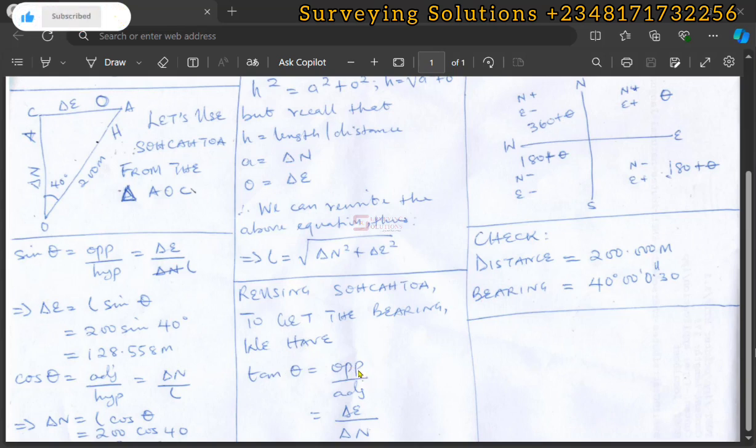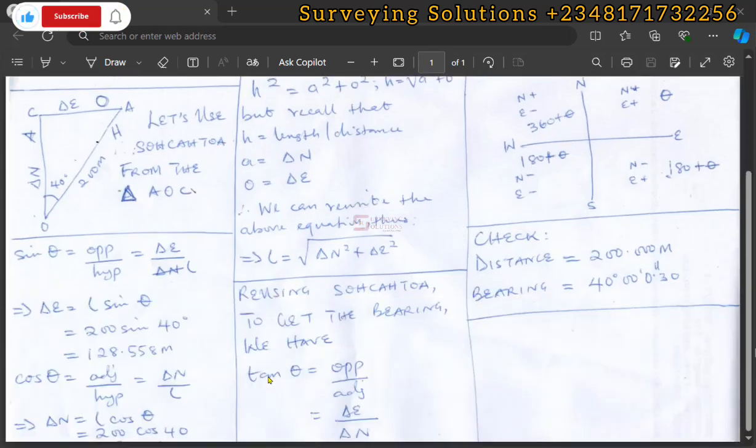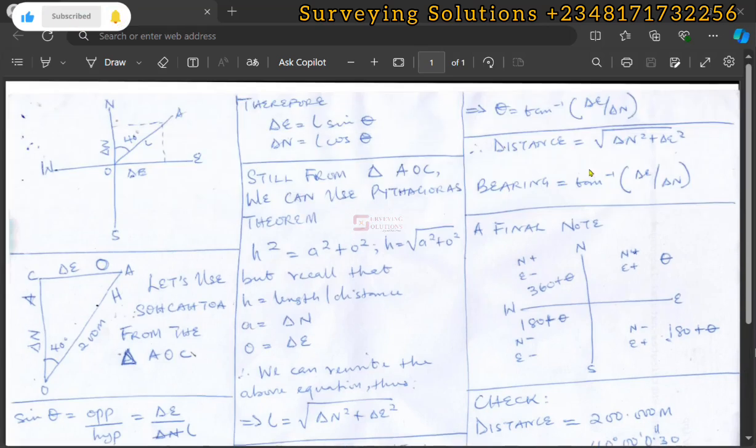So what is your opposite? Your opposite is your delta eastings. And what's your adjacent? Your adjacent is your delta northings, right? Good. So this simply means that if you want to find the bearing, remember that this is tan theta. Therefore, your bearing will be equal to the tan inverse. Instead of having tan, it will now be the tan inverse of delta eastings over delta northings.